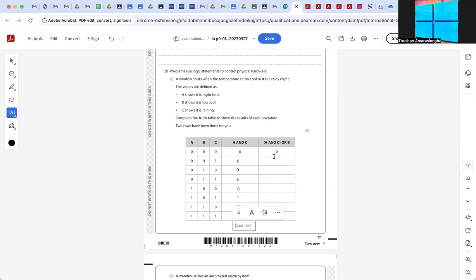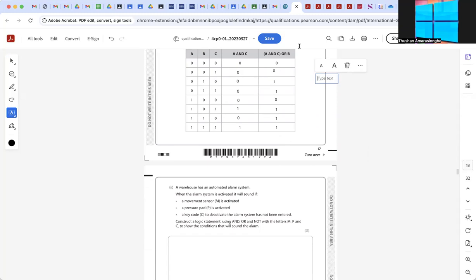A and C, or B. That means this column plus B column. So 0, it is 1. It's also 1. This is 0. This is 1. This is also 1. So carefully do this. This is one particular way of answering this question, right?